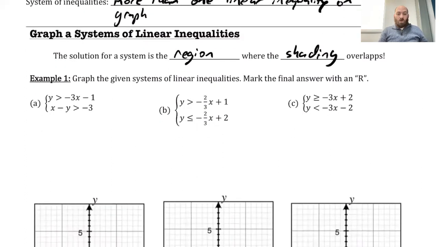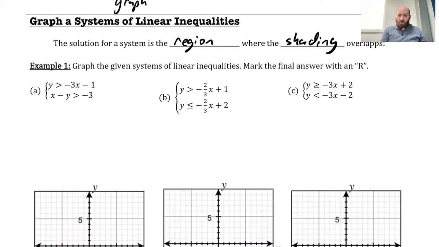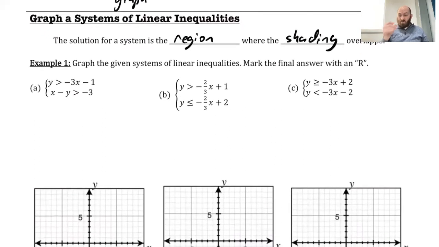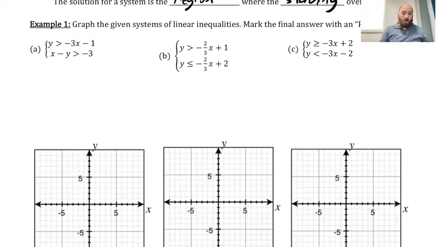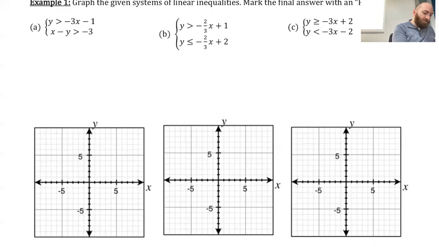Okay, so we're going to graph the given systems of linear inequalities, and we want to mark our final answer with an R. Remember, an R means it's a specific region. Okay, so let's look at part A here. Just like we did before, it's crossing at the point 0, -1, and the slope here is -3/1.